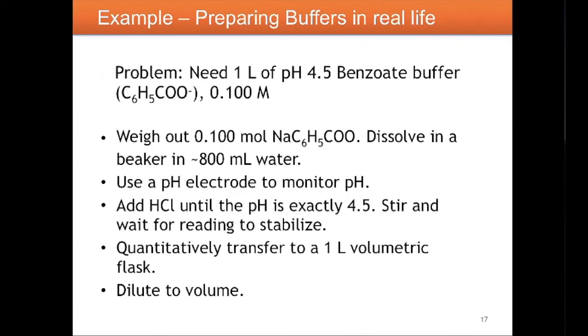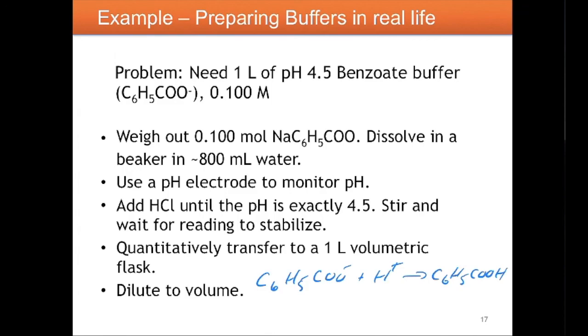So why are we adding HCl? Well, the HCl is reacting with the benzoate, right? The H plus is reacting with the benzoate and it's producing the benzoic acid. So instead of adding benzoic acid separately, we can just use a strong acid to convert some of the weak base into its conjugate acid.